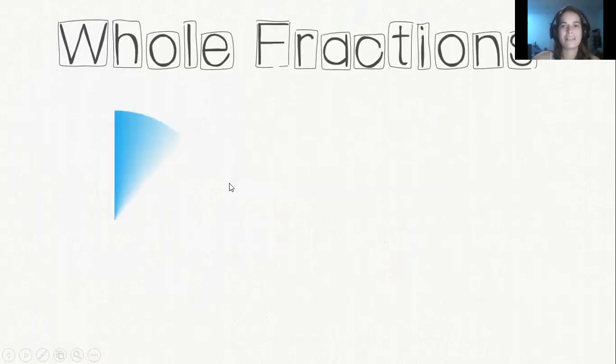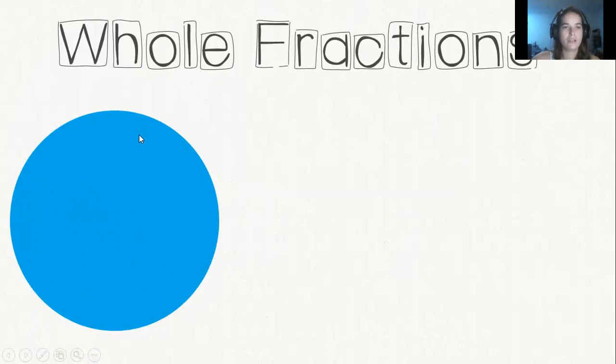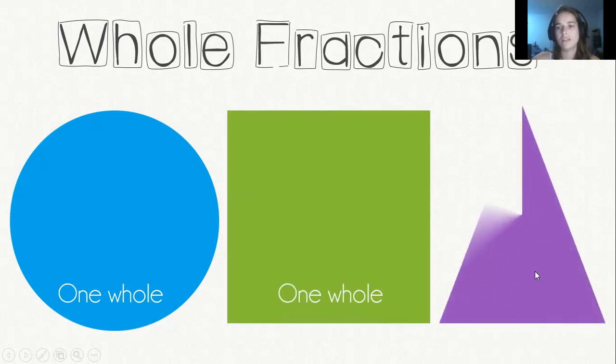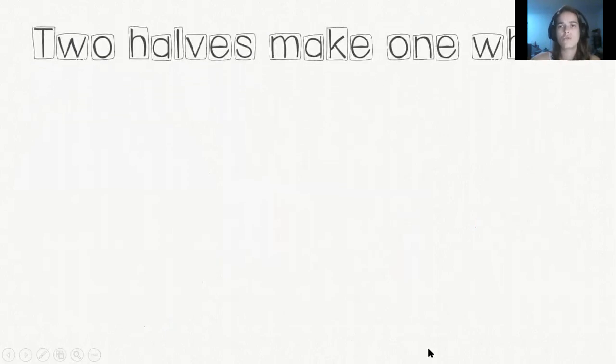All right, let's look at whole fractions. Over here we have a whole blue circle, so we're going to call it one whole. Here we have a whole green square, so we're going to call it one whole. Over here we have a whole purple triangle, so we're going to call it one whole. Two halves make a whole.